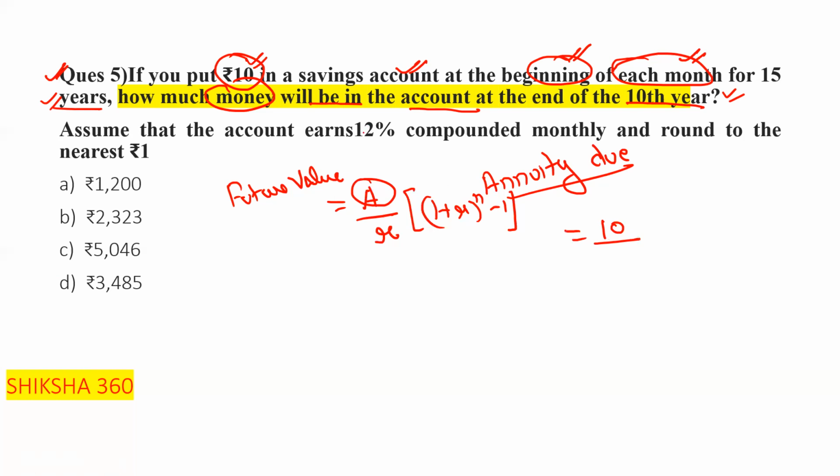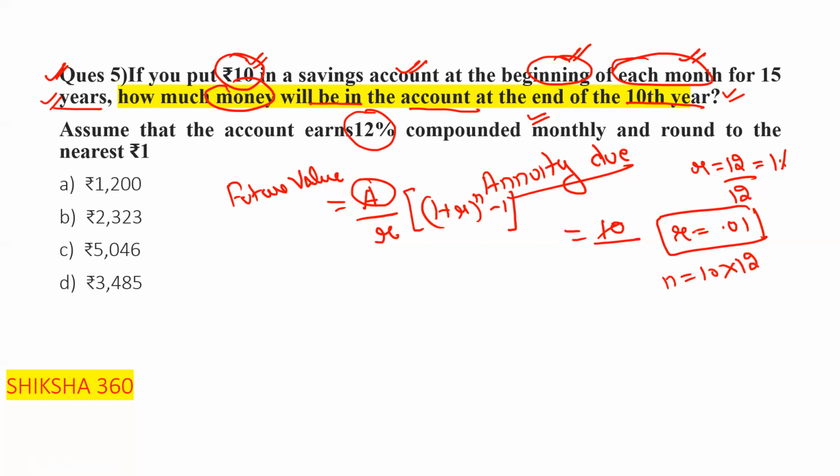The interest rate here is 12%, compounded monthly. So R comes out to be 12 upon 12, which is 1%. So the R value we use here is 0.01. And at the end of the 10th year, n is equal to 10 into 12, because it is compounded monthly. So n is equal to 120.